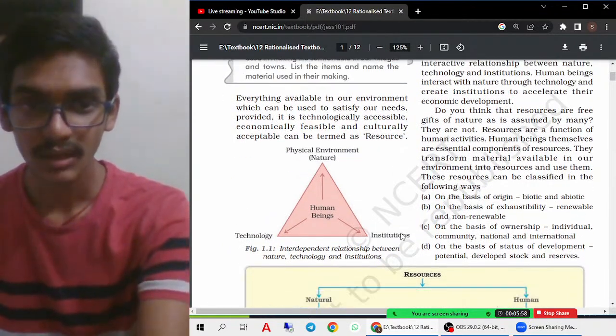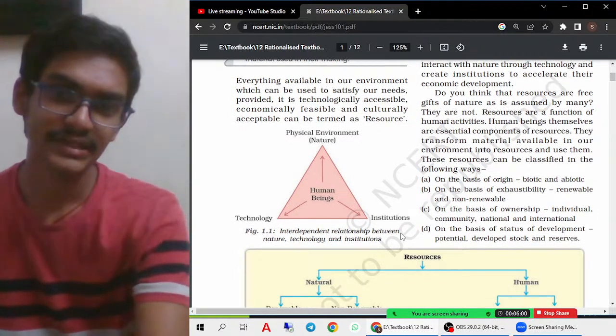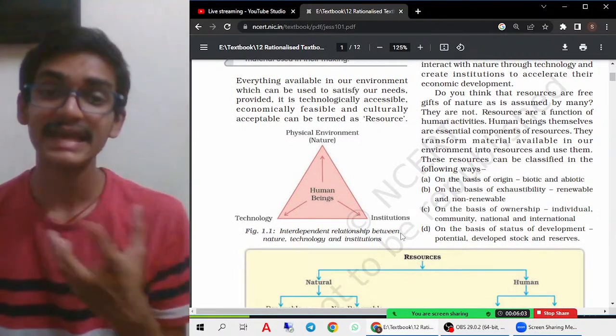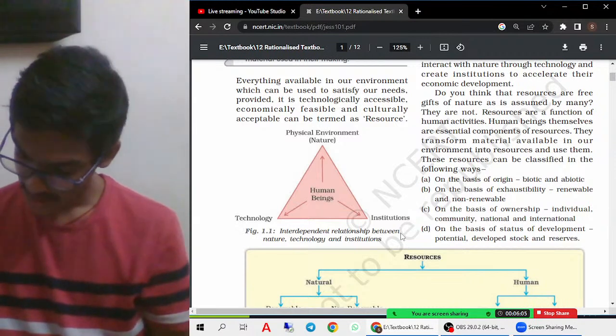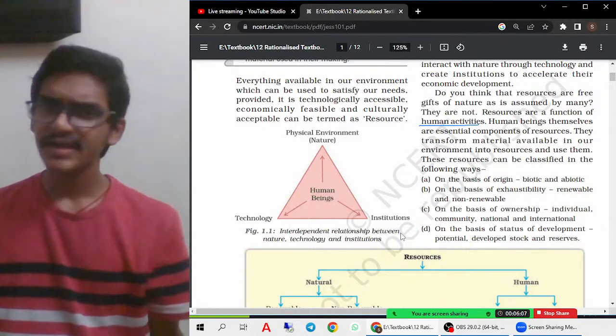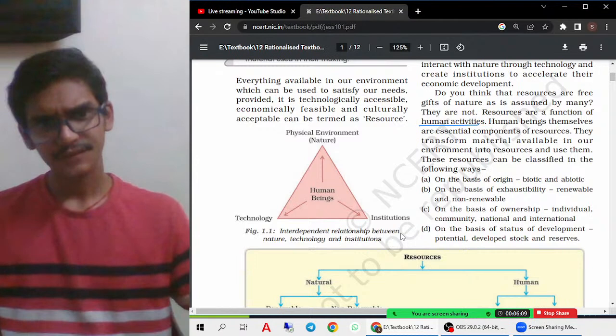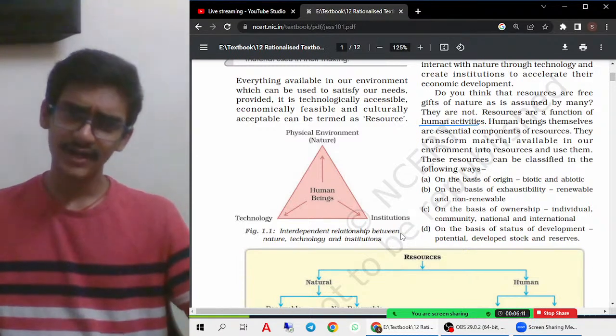Then why are resources important? Resources are very important because they help in human activities. If you see, for example, various human activities, whether it is for the food we take, we want different kinds of crops and everything.